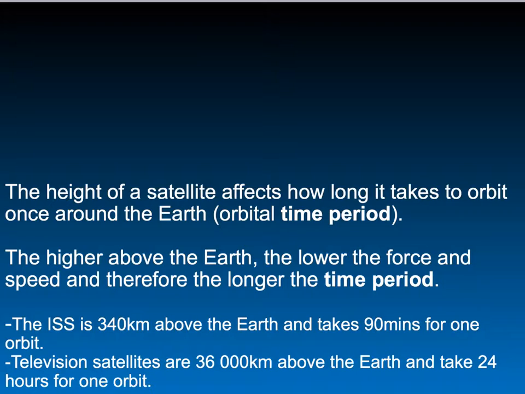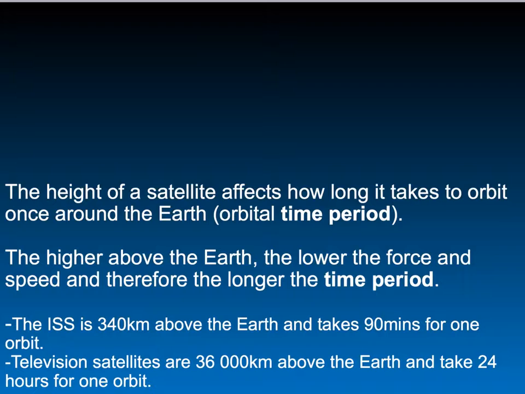Right, so I mentioned before that the planets that are closer to the Sun will have a shorter time period because they are experiencing a greater gravitational force of attraction. Now the same can be said for satellites. If they are closer to the Earth's surface, then they experience a greater force of gravity, so they will move faster and therefore they will have a shorter time period.